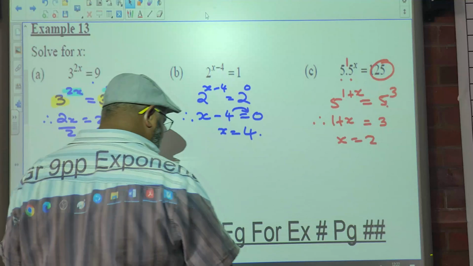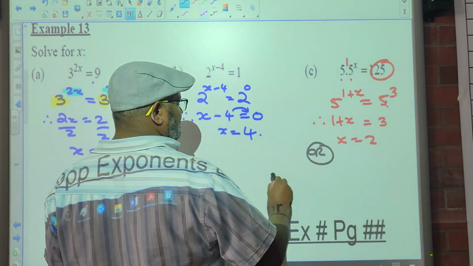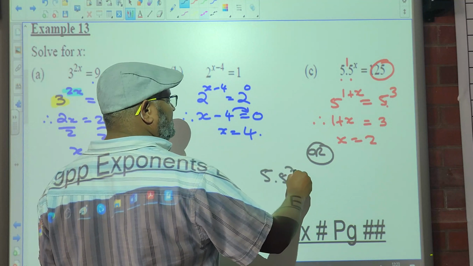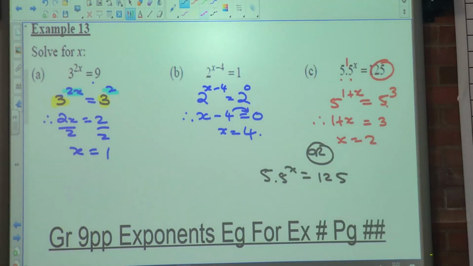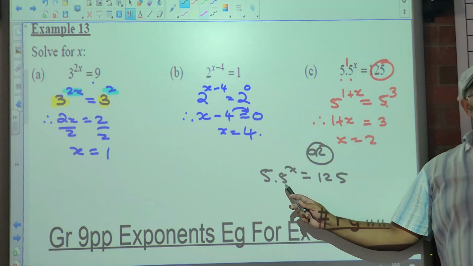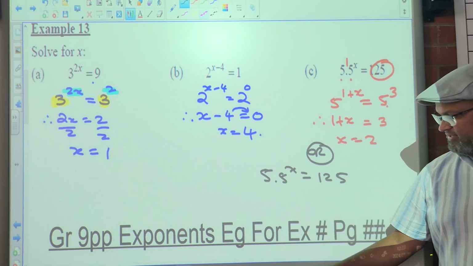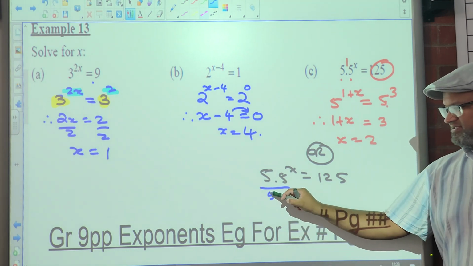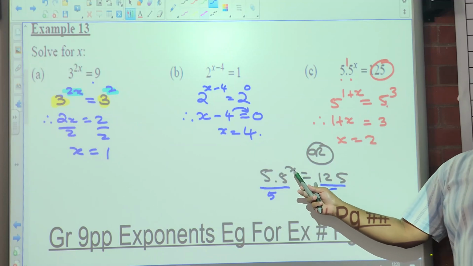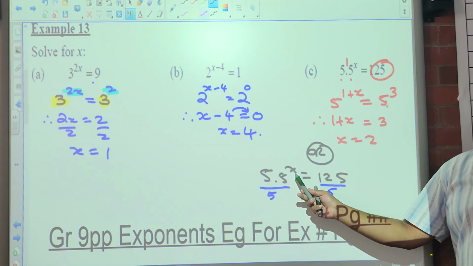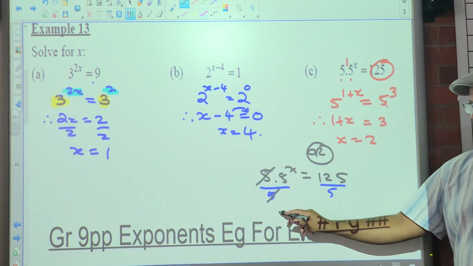I said there's another way you could have done this. If I had 5 multiplied by 5 to the x equal to 125, instead of multiplying and adding the exponents, what I could do is divide by 5 first on both sides. Why? To get the base with a variable exponent on its own. Can you see that, people?